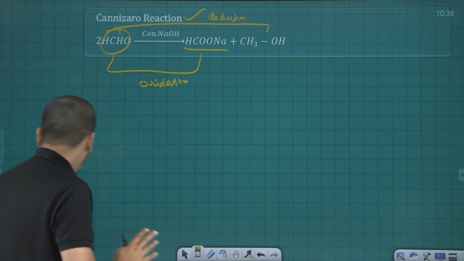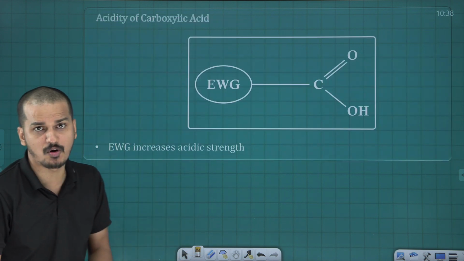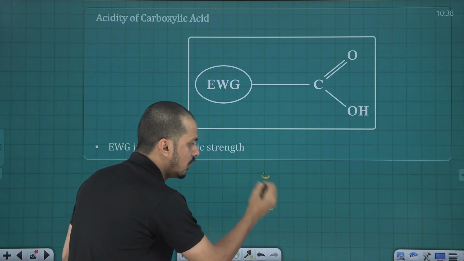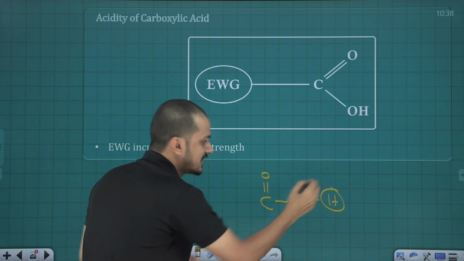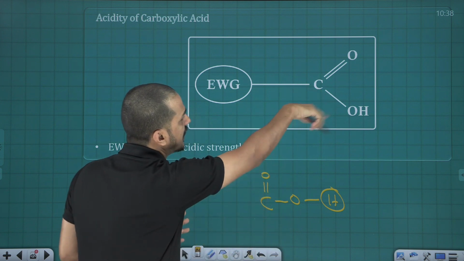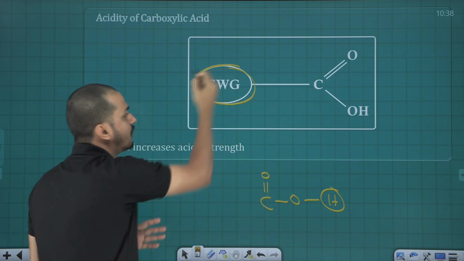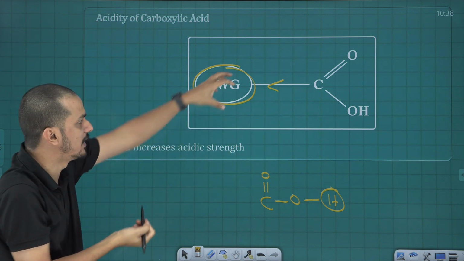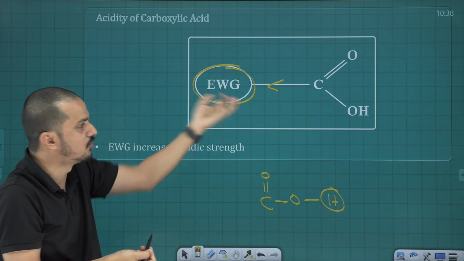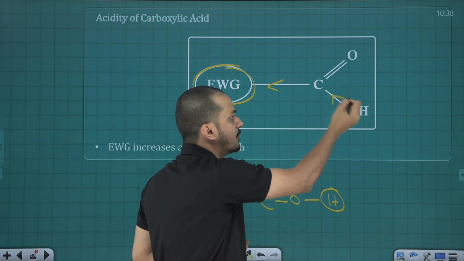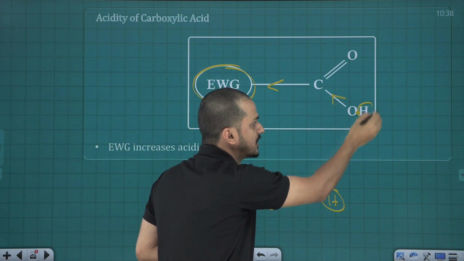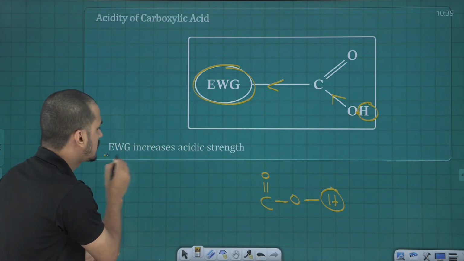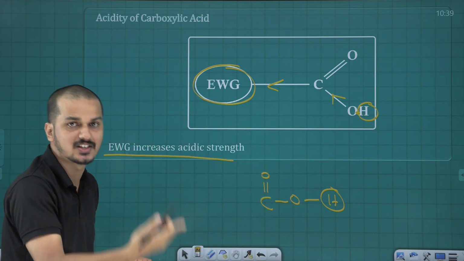Ready? Next again, here you have to remember about the acidity of carboxylic acid. We know carboxylic acids are acidic in nature because the C double bond OH group is there. This H they can remove, and if that C double bond OH group is attached with an electron withdrawing group like halogen, NO2, etc., what will happen? This group will try to withdraw the electron towards it. Automatically that will be compensated from here. So this O will be compensated from this H. This H can be easily removable. That becomes more polar, easily removable. So an electron withdrawing group increases the acidic strength.